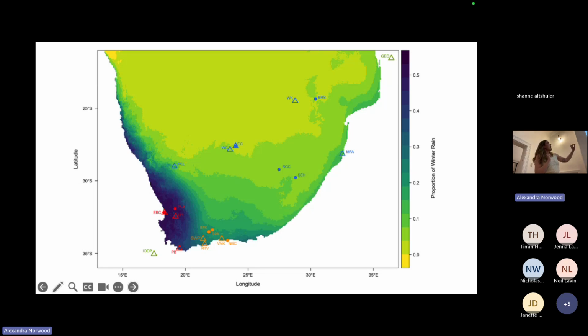So these points on the map are colored by the region that they're in. The red points are our winter rain. The blue points are our summer rain. The orange points are our year-round winter and summer rain sites. The shape of these points is telling you what type of data it's giving us. So the circles are archaeological sites where we have mammalian communities that we can look at the composition of.